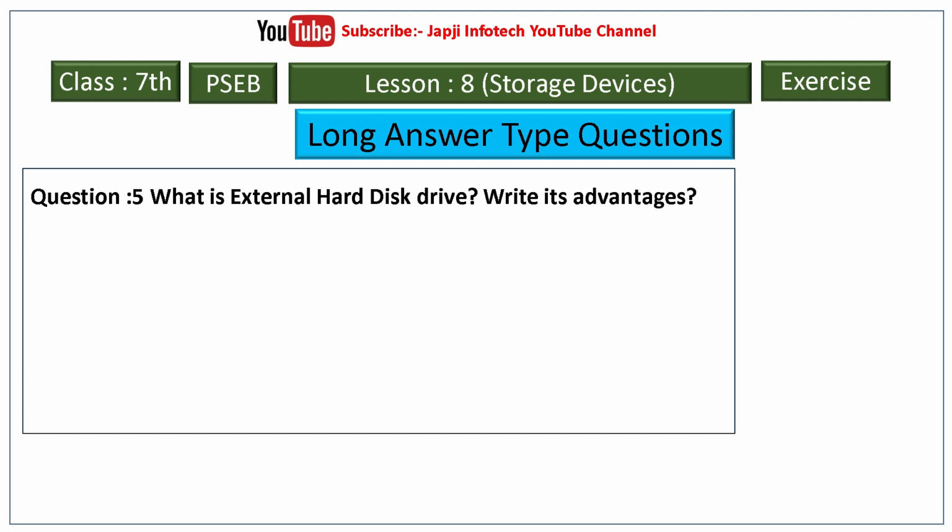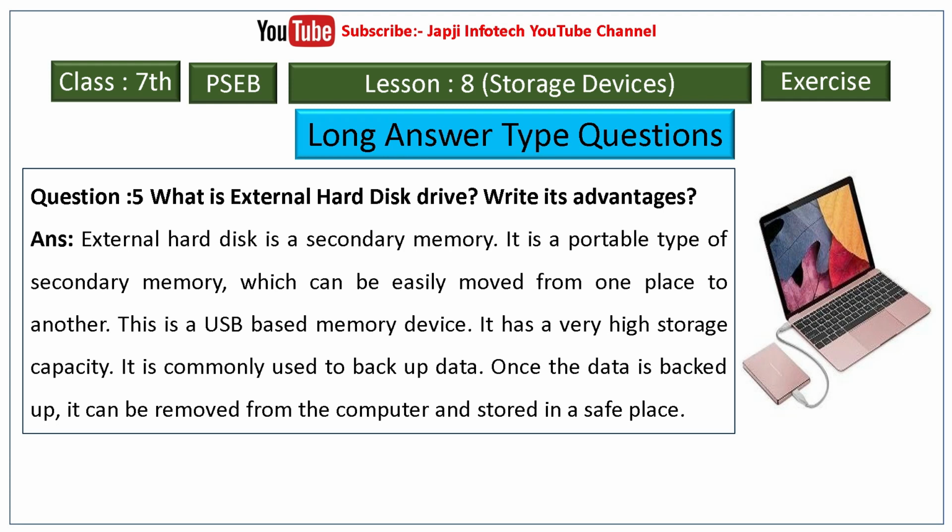And the fifth question is, what is external hard disk drive? Write its advantages. And the answer is, external hard disk is a secondary memory. It is a portable type of secondary memory which can be easily moved from one place to another. This is a USB-based memory device. It has a very high storage capacity. It is commonly used to back up data. Once the data is backed up, it can be removed from the computer and stored in a safe place.